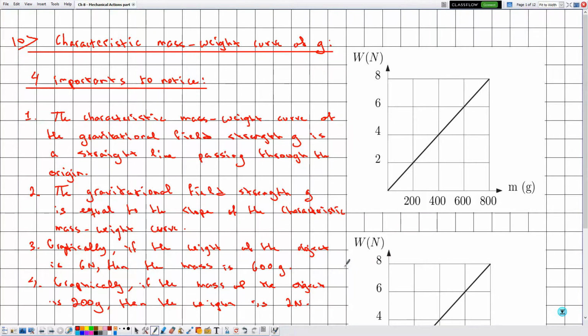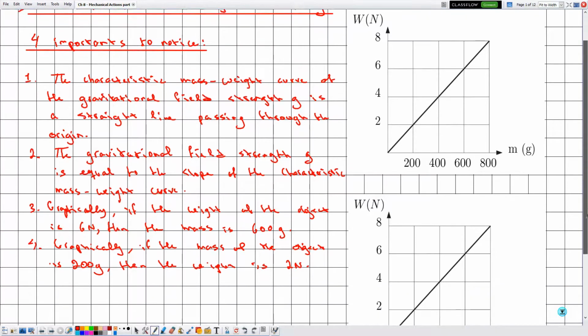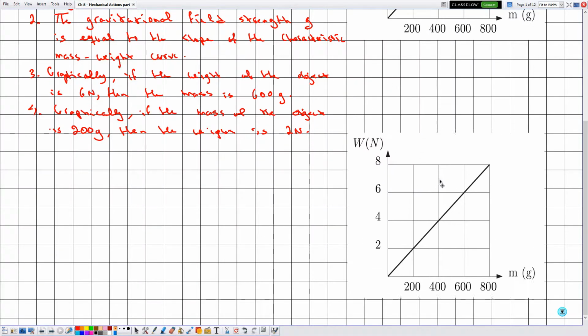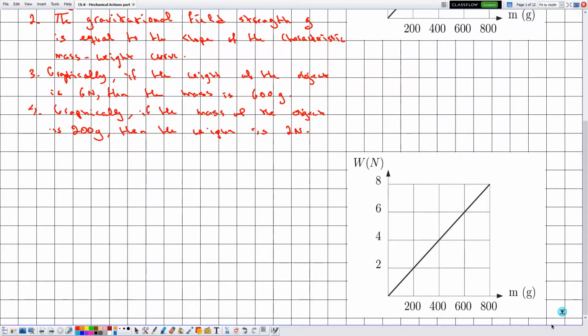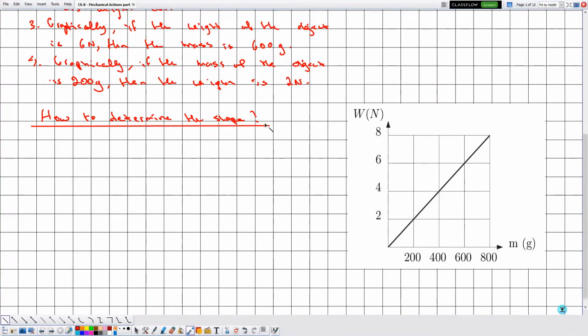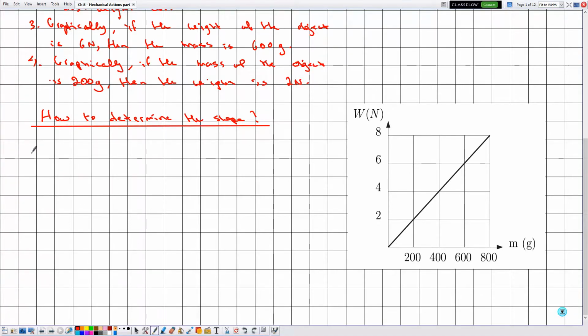Now it's left to discuss how one can determine the slope. We need to answer the following question: how to determine the slope? As usual, we start by writing the definition. So step number 1 is to write the definition.